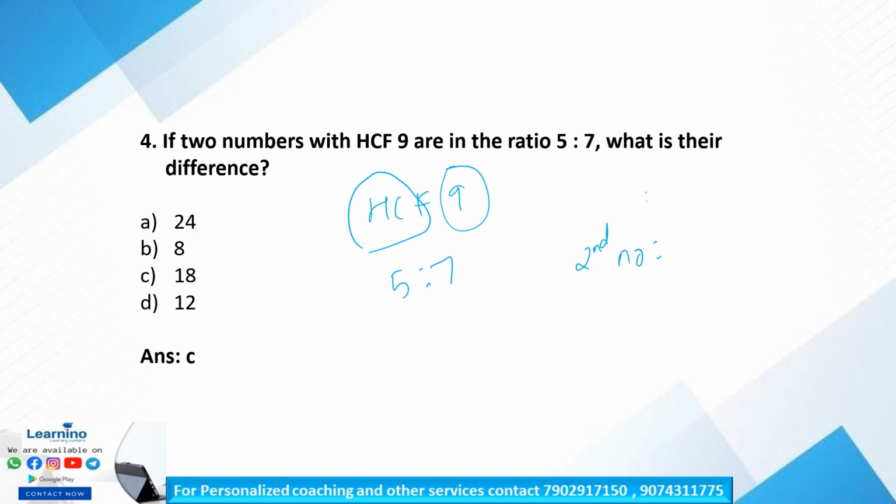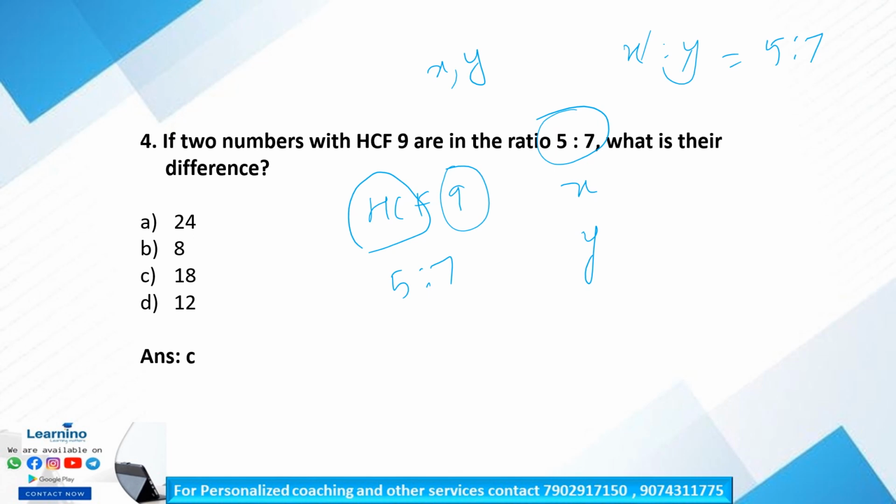So let us consider our first number be x, second number be y. The HCF between x and y is 9 and x and y are in the ratio 5:7. That is, x is to y, canceling the common terms, we obtain the ratio as 5:7. So we have to find x and y, so that we can get the difference between them, and that will be the answer. First we have to find the numbers x and y and then find the difference, and that will be our answer.